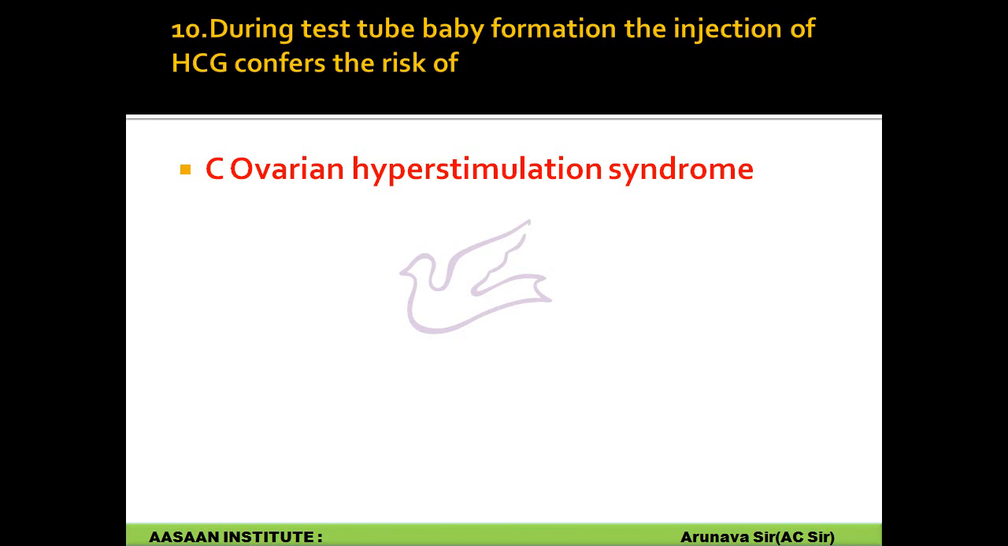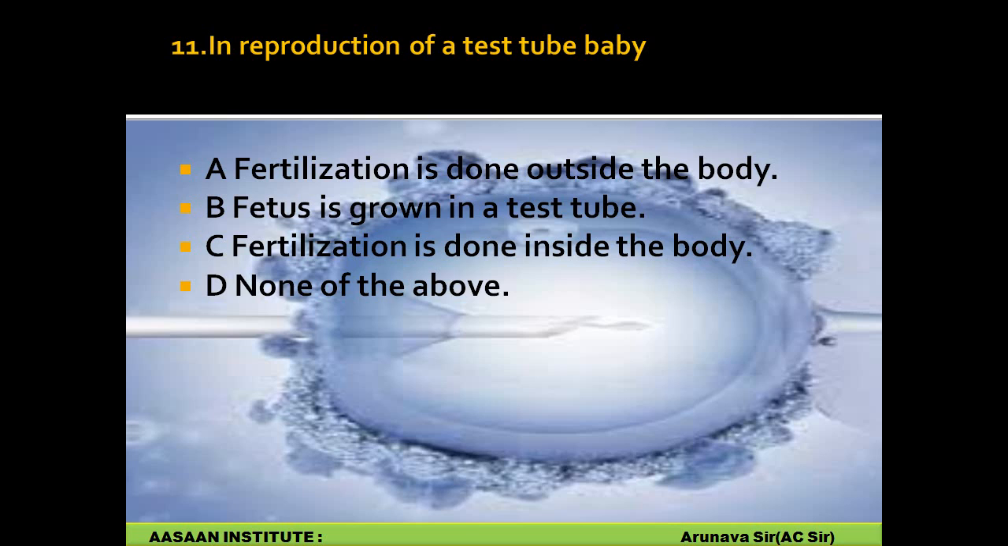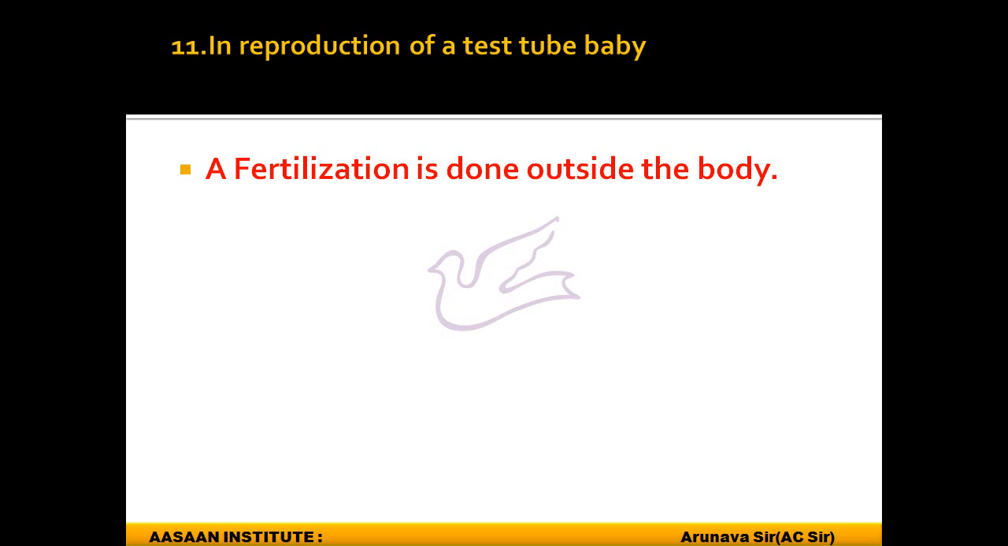Question number 11. In the reproduction of a test tube baby, where it is produced, the fertilization is done outside the body, right? It is also called IVF, that means in vitro fertilization. So option A, fertilization is done outside the body, is the right option. Now go to question number 12.